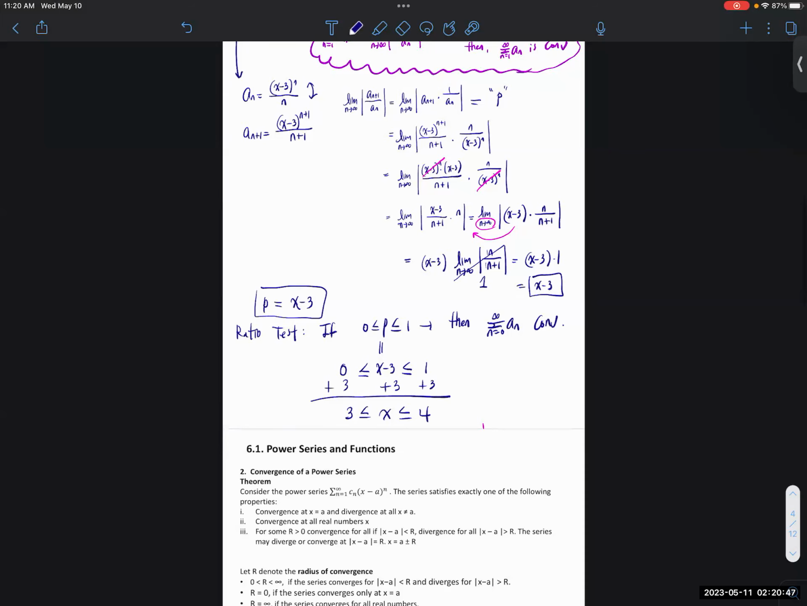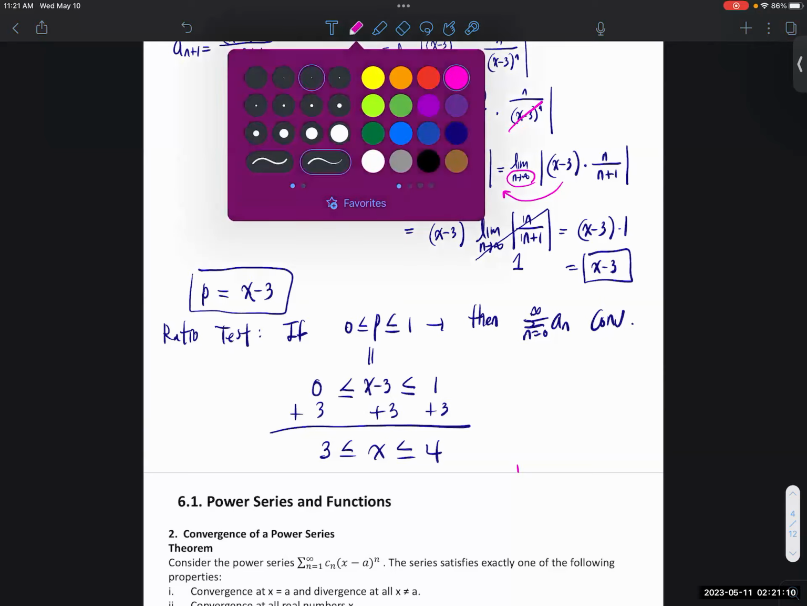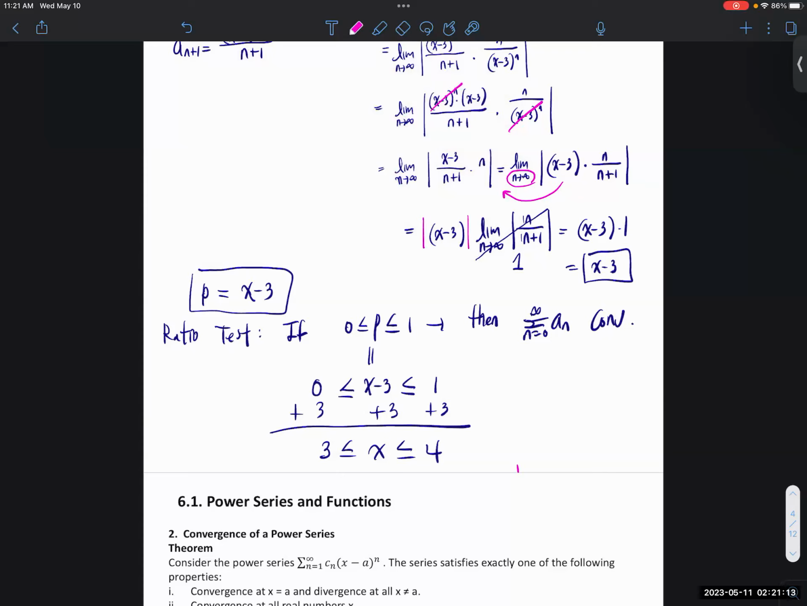When x is between... am I calculating correctly? One second, I think I have a little bit of a typo. Let me double check. P is between 0 and 1, and I have to be careful. When I took out the x minus 3, I forgot the absolute value, because that should be part of it. There must still be an absolute value there. So P was an absolute value. That was my mistake. Let me go back to the question a little bit.